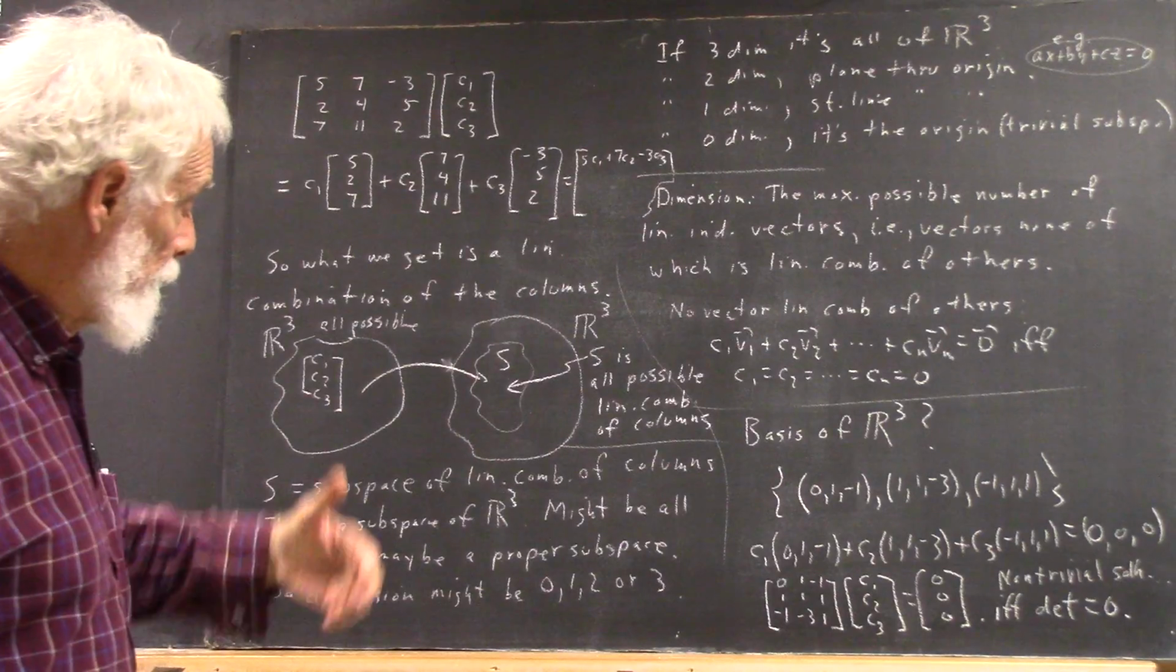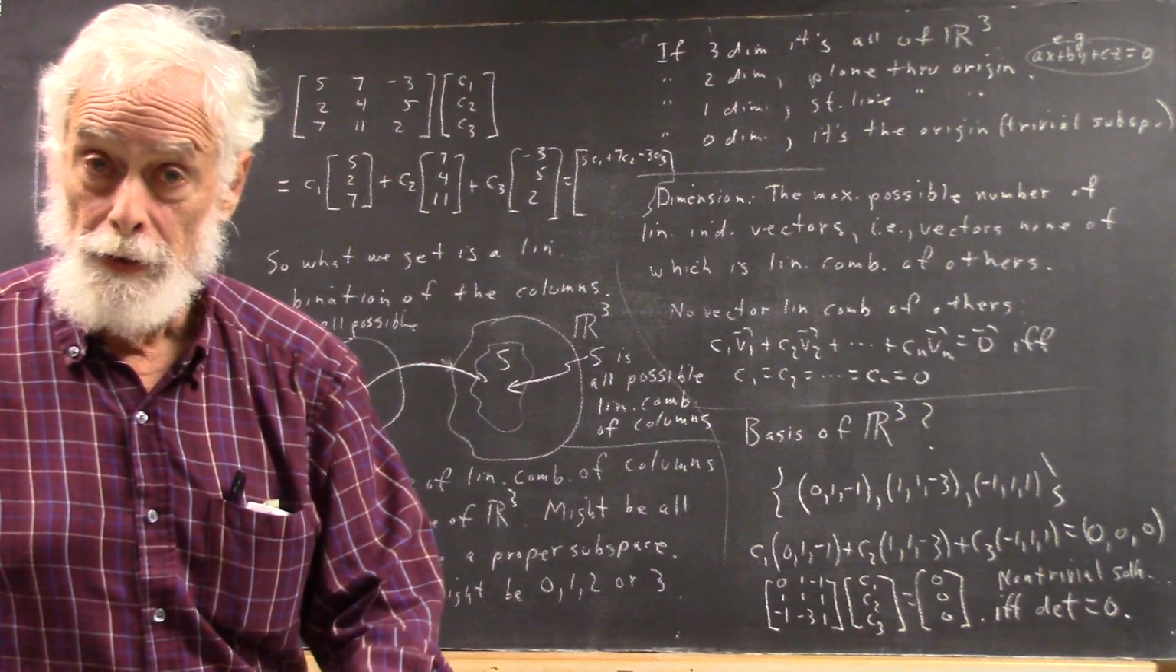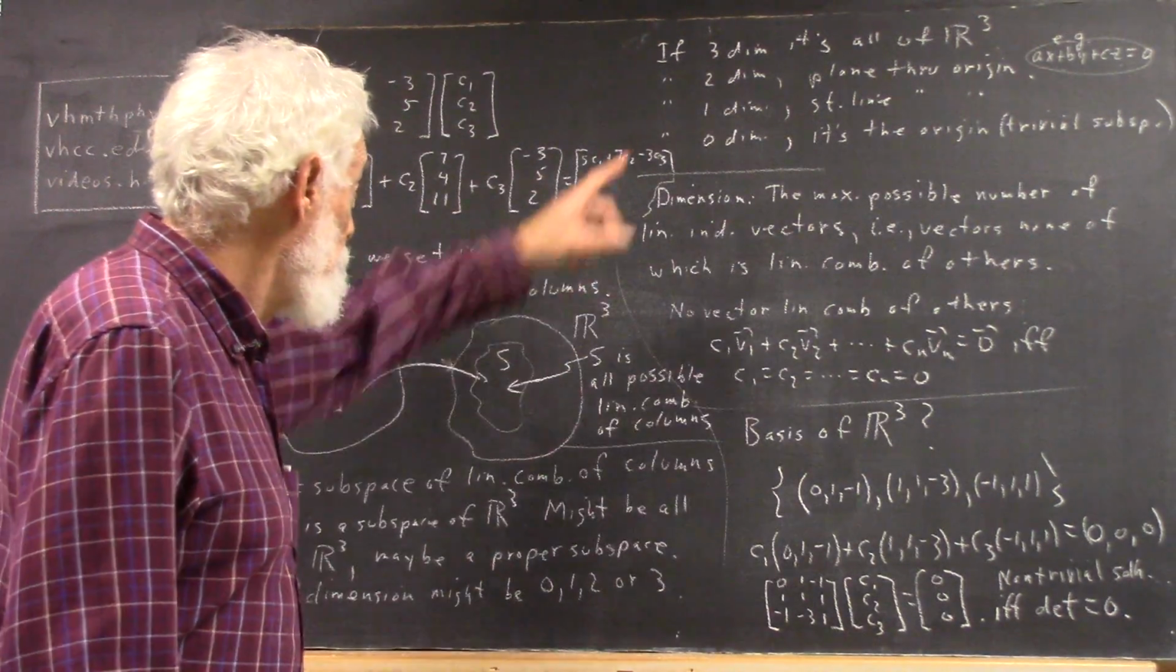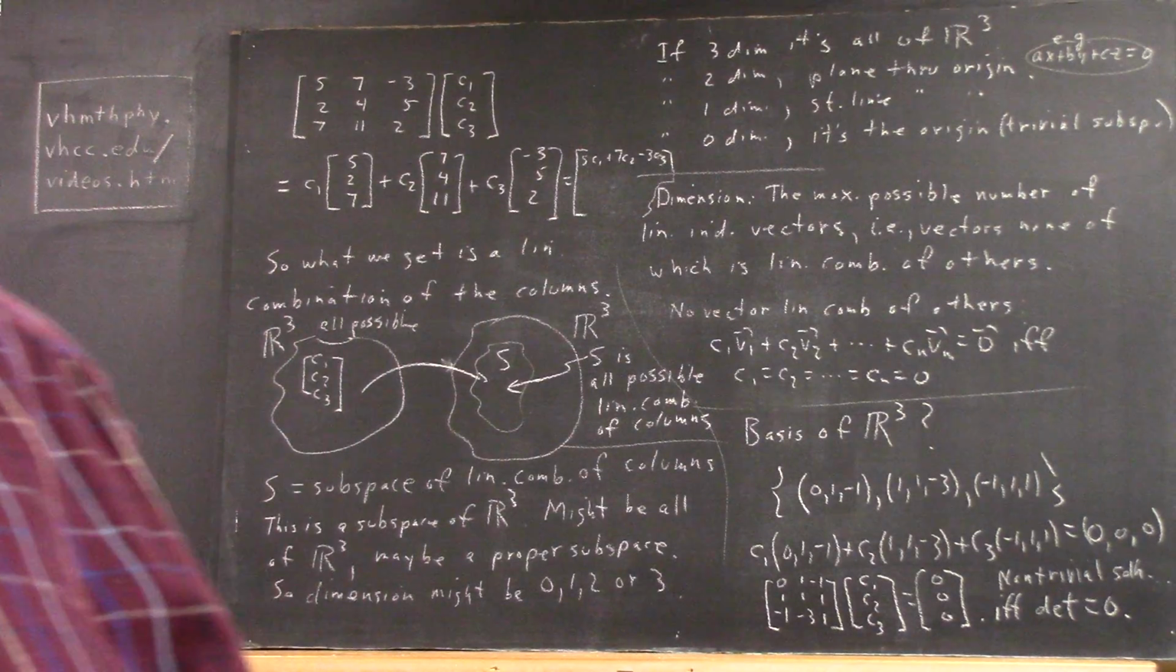And again, as I said, this depends on how many vectors are linear combinations of the others. Okay, well, I'm going to put a couple more notes up here before I do the next segment.